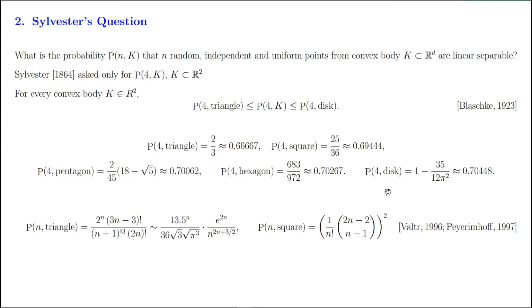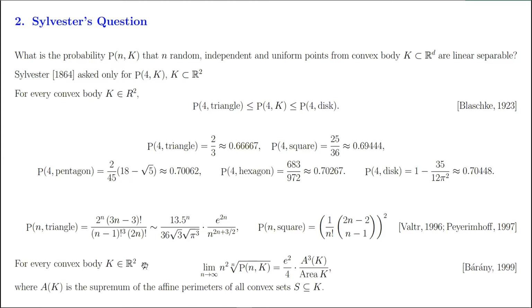The following 2 nice results were obtained by Valtr and Buchta. These are the probabilities for n points in the triangle and in the square. For every convex body K in the plane, Bárány found the limit of this probability. The area of K is the area of the body K, and A of K is the supremum of the affine perimeters of all convex sets S in the body K. I don't want to delve into the definition of what an affine perimeter is. I can only say that this is an affine invariant analog of the perimeter of a figure.